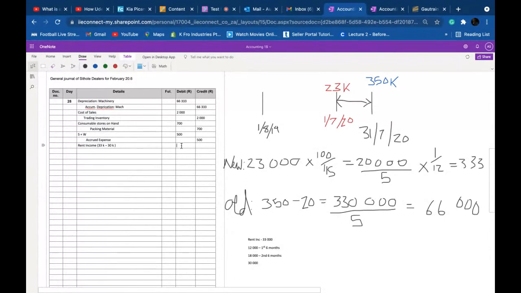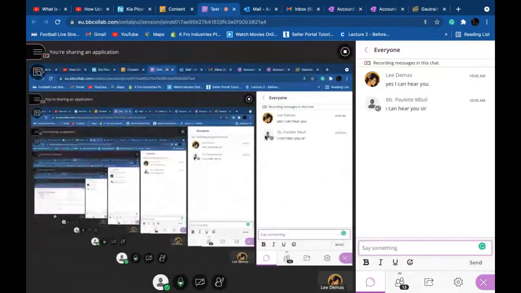Okay, and that's going to then give you 3,000. So we're debiting rent income, and we're obviously crediting what account? Income received in advance. Okay, 3,000.